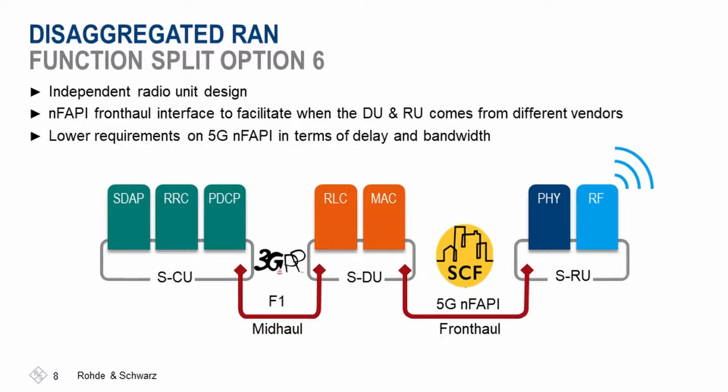So here, as you see, it's an independent radio unit design, meaning to say the entire PHY and RF is in one unit. And the interface between the MAC and the physical layer, which is promoted, defined and maintained by SCF, the Small Cell Forum, is called the 5G NFAPI, network FAPI. And this interface would facilitate when the DU and RU come from different vendors. It also has low requirements on the NFAPI in terms of delay and bandwidth.